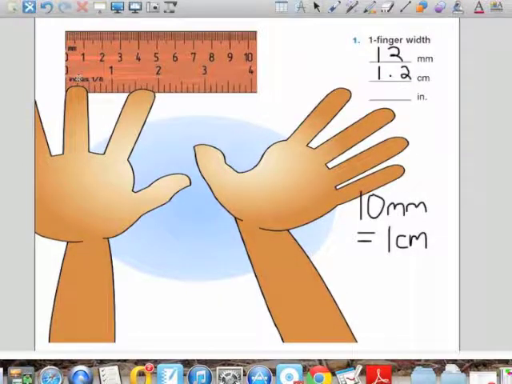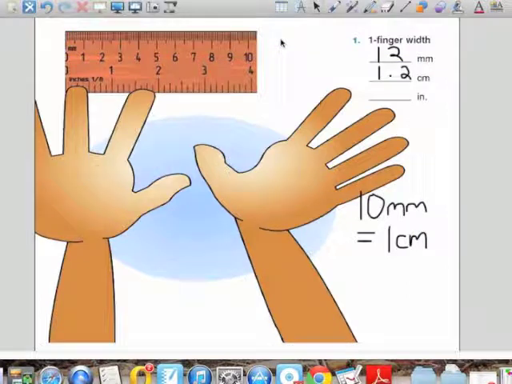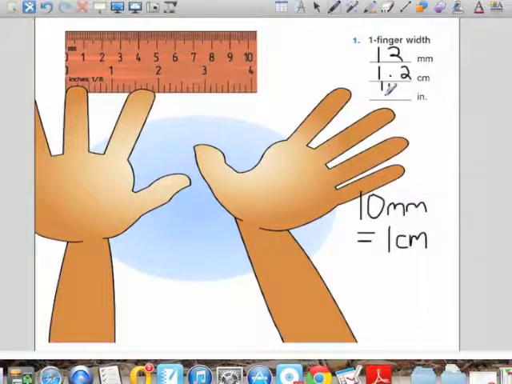If we look at inches, this finger is not 1 inch yet. Yours is probably going to be a little bigger than this. This is the cartoon version. But it's not 1 inch. If we look in here, the line that's about halfway between 0 and 1 is going to be 1/2 inch. So this one looks to be about exactly 1/2 inch. Now, you will need to measure to the nearest 1/4 inch, 1/2 inch, 3/4 inch, or full inch. So we're just going to write 1/2 inch.